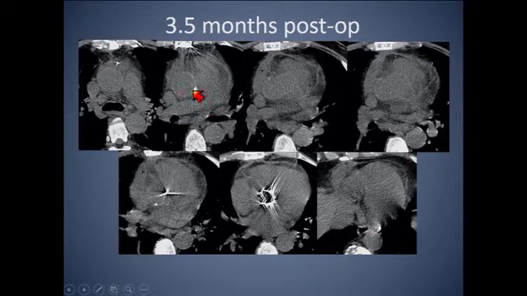We see his felt pledget. He had a non-contrast chest CT. I don't know why he got a non-contrast one in the ER, but that's what he got. Maybe his kidneys were still an issue.